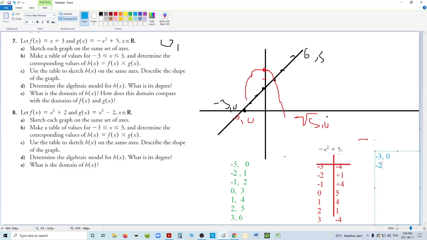At minus 2, multiply the 1 and the 1, I get 1. Minus 1, multiply the 2 and the 4, I get 8. 0, I get 3 times 5, 15. At 1, I get 4 times 4, 16. At 2, I get 1 times 5, 5. And at 3, I get 6 times minus 4, which is minus 24. Is that right for the 3? 9 minus 9 plus 5 minus 4. Yep.